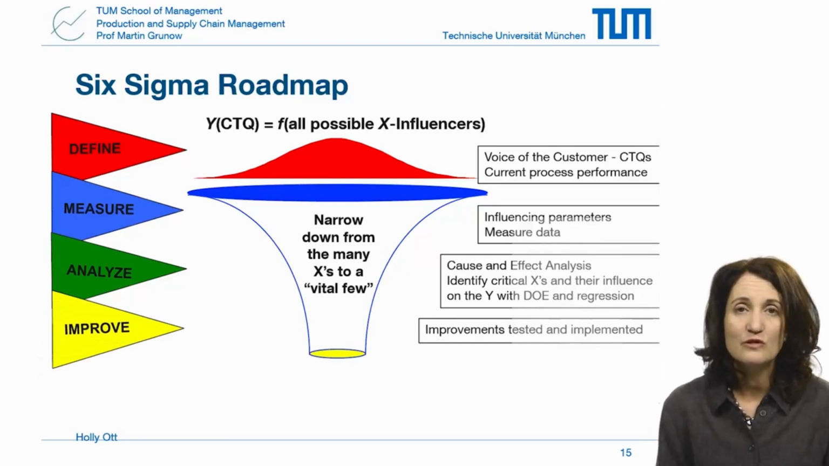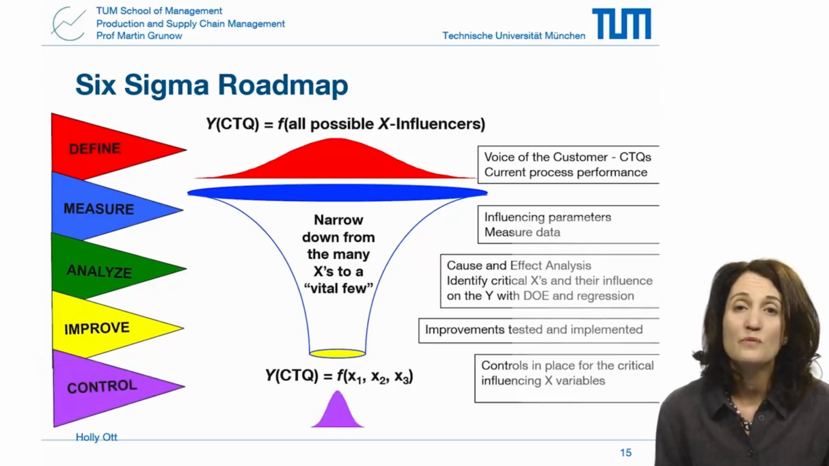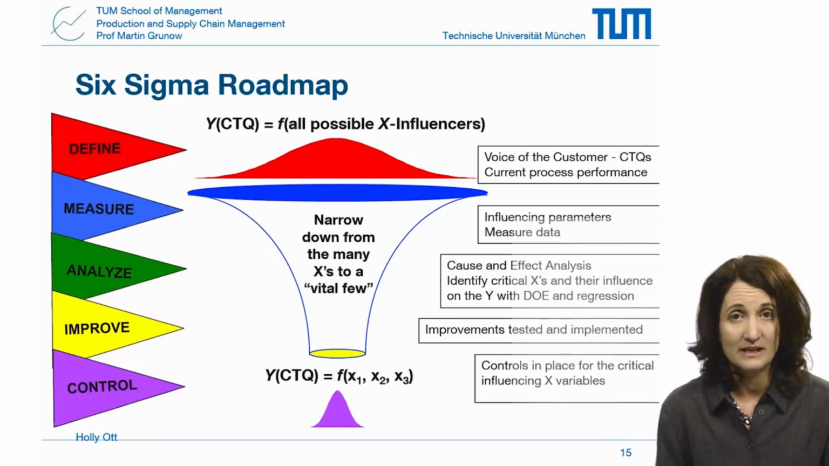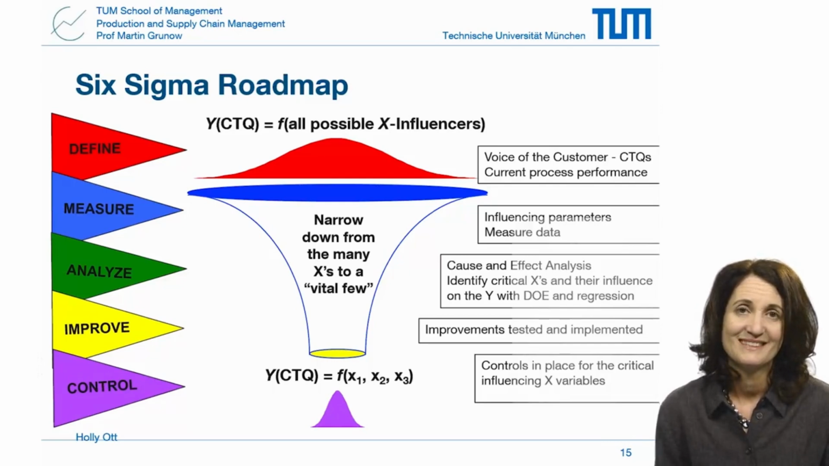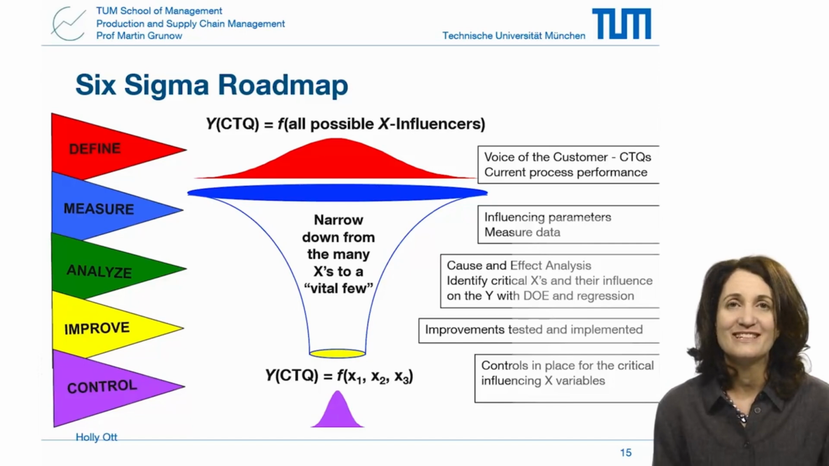And finally, improve. We improve our process, test these improvements, and at the very end, under control, we put controls in place for the critical influencing X variables using, as we said, SPC. So thank you. This is the end of the first lecture, and now we're ready to start to work on each step of the Six Sigma methodology.